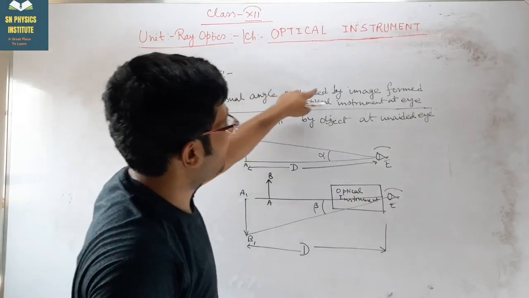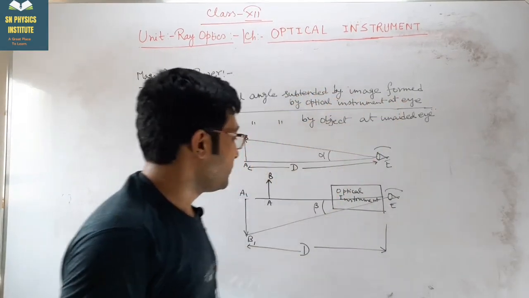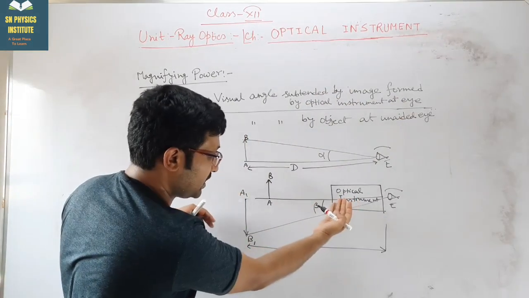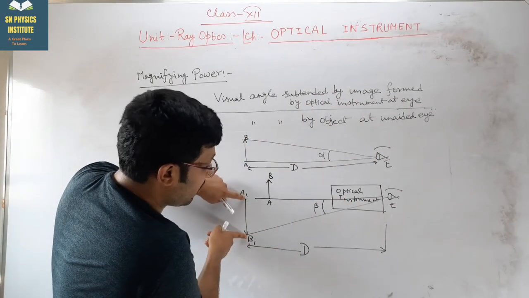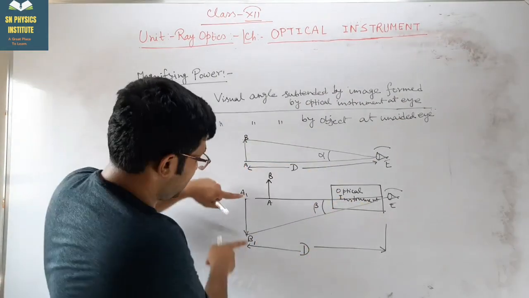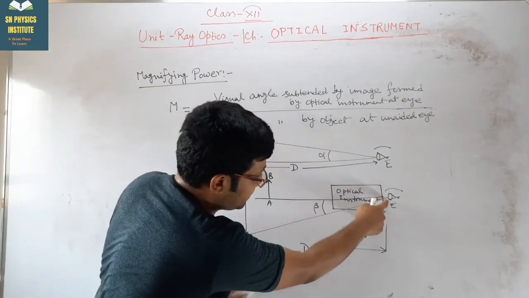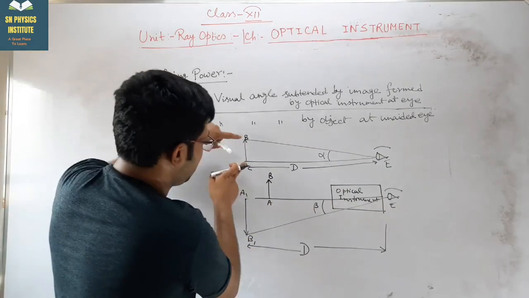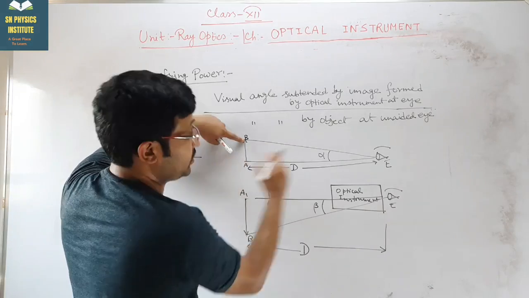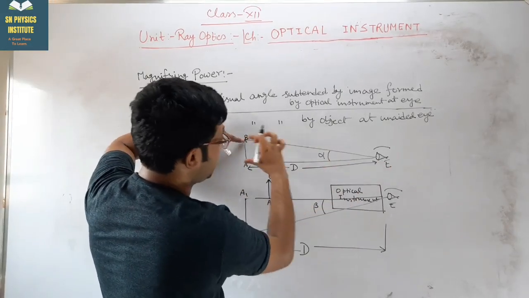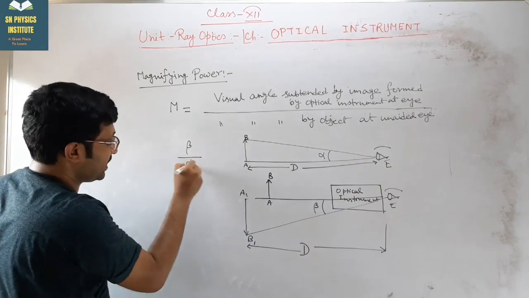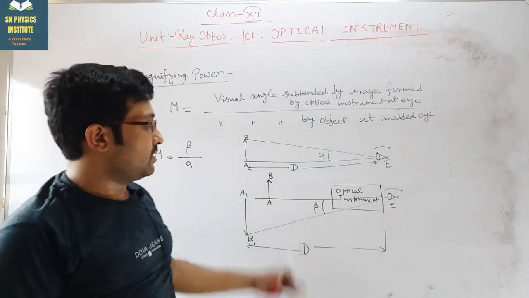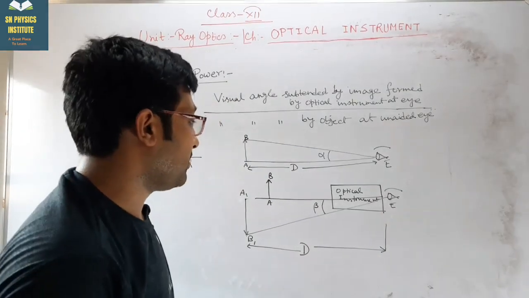It is the visual angle subtended by the image formed by the optical instrument at the eye. So the image formed through this optical instrument makes how much angle at our eye? That is beta. If I consider only the object without the optical instrument, then this object makes angle alpha. So this beta by alpha is known as magnifying power. This is just the concept of magnifying power.